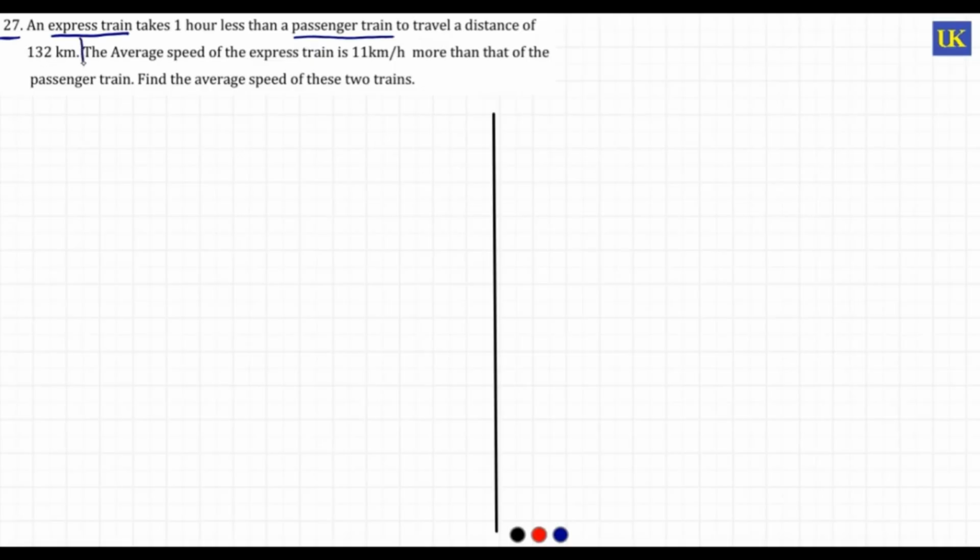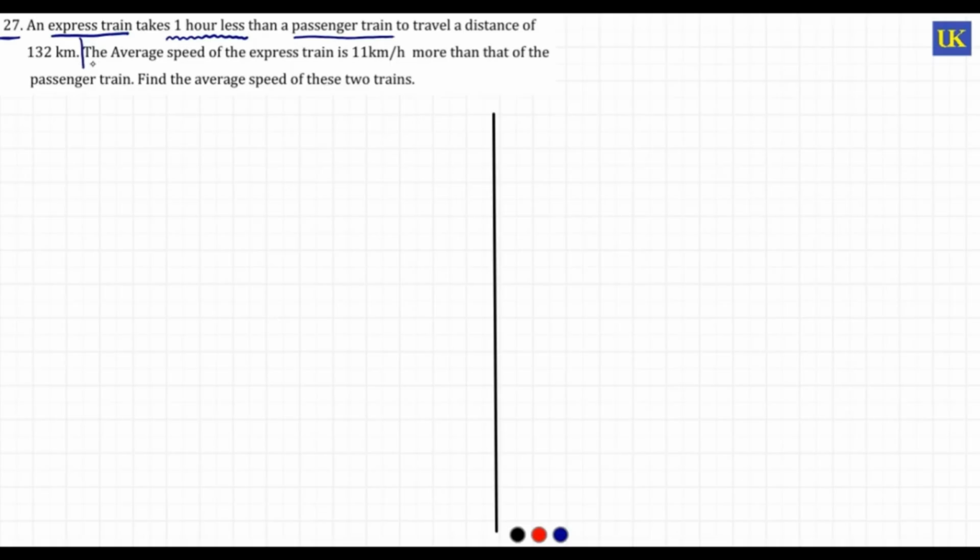So now guys see here that definitely an express train will reach the destination in less time, because there is an inverse relationship between speed and time. So if an express train is going, then obviously it is going to reach the destination in lesser time. That is why they are saying that an express train takes 1 hour less when compared to the passenger train, and it is traveling a distance of 132 kilometers. That is what they are saying until here.